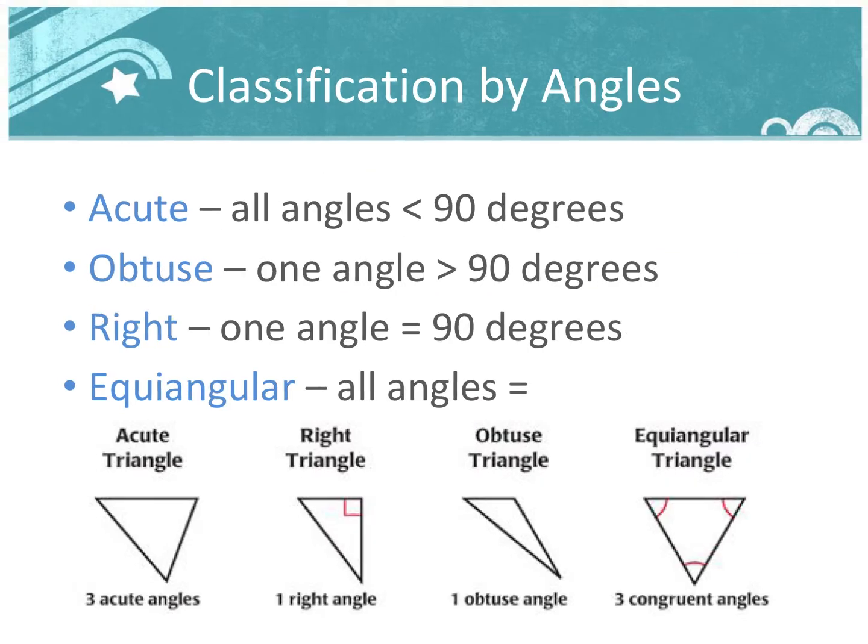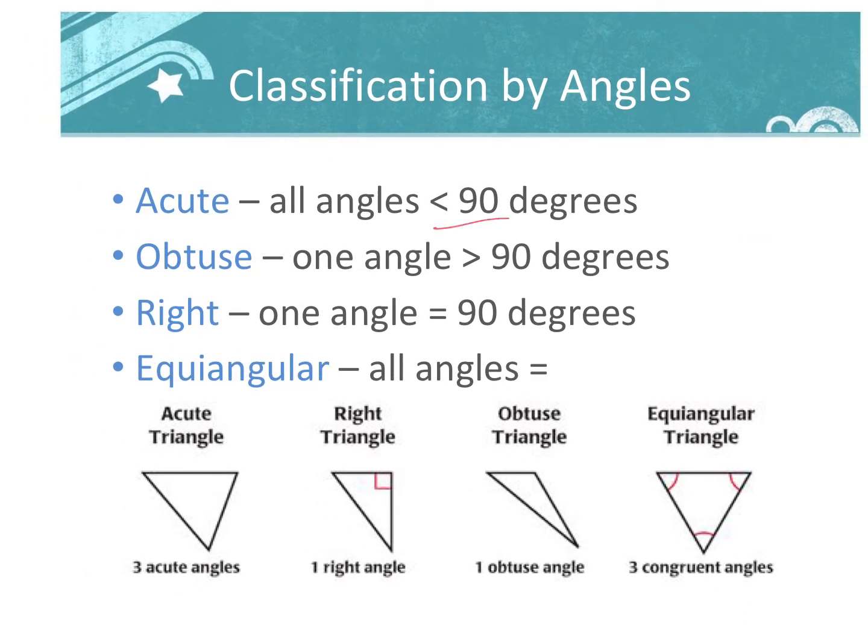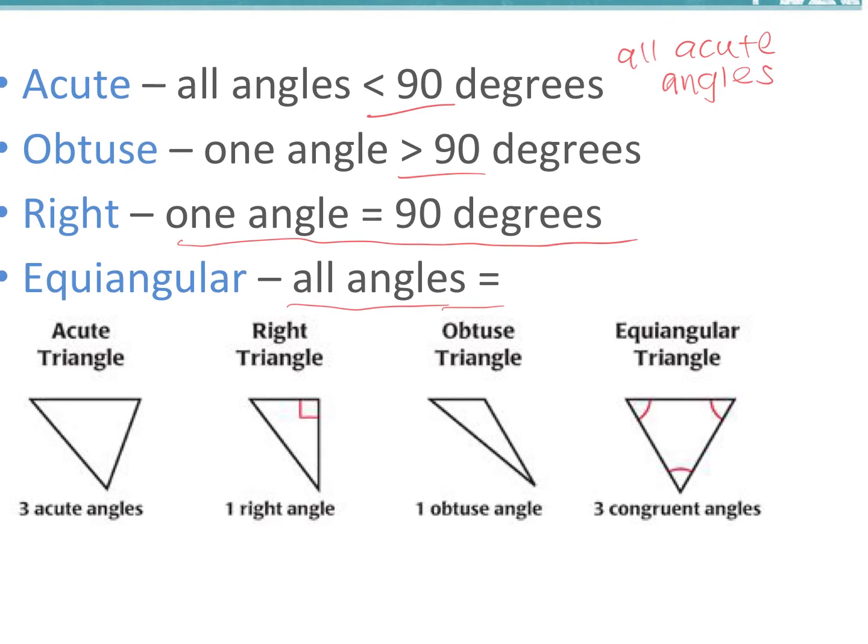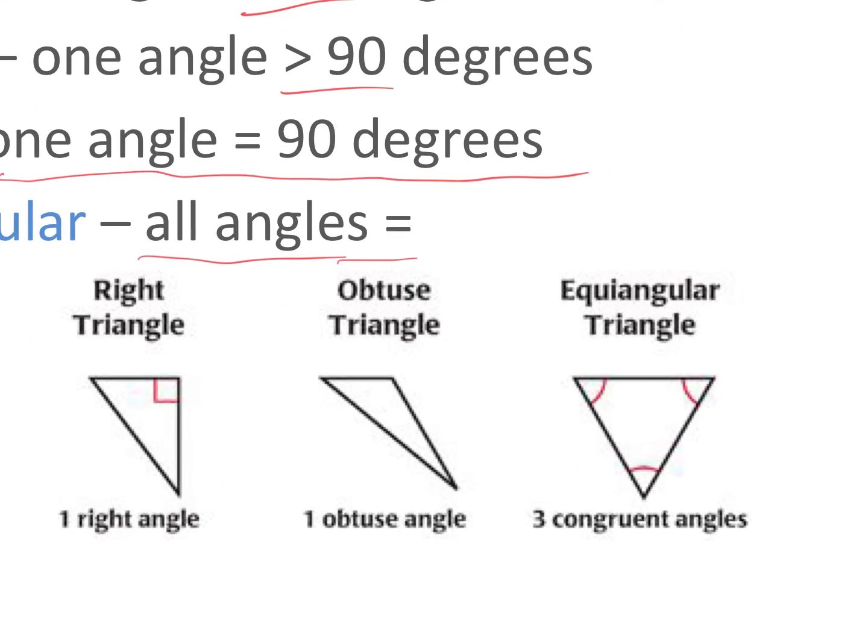Okay, acute. Acute means that all the angles in the triangle are less than 90 degrees. In other words, it's all acute angles. An obtuse triangle means that one angle is larger than 90 degrees. Now, any triangle cannot have more than one obtuse angle, so only one angle is going to be larger than 90. It's a right triangle if a single angle inside the triangle is 90 degrees, okay? And it's equiangular if all the angles are the same measure. So an equiangular triangle looks like this, and what we're going to find out soon is that each of these angles must be 60 degrees.